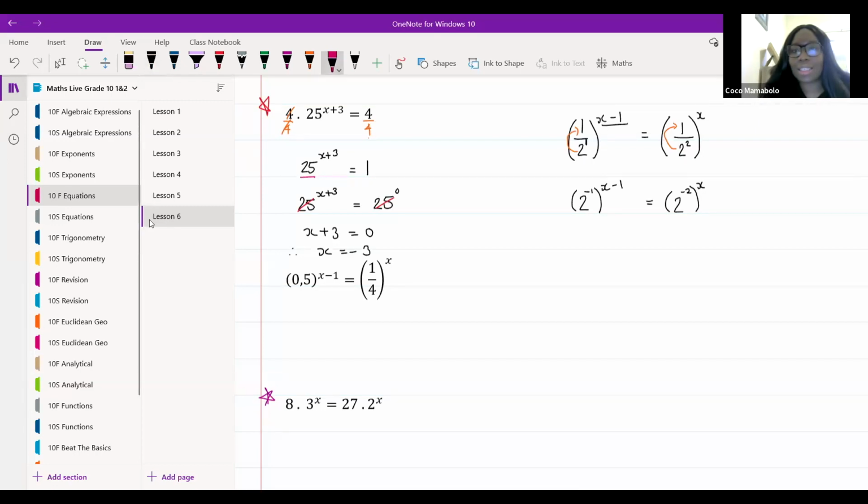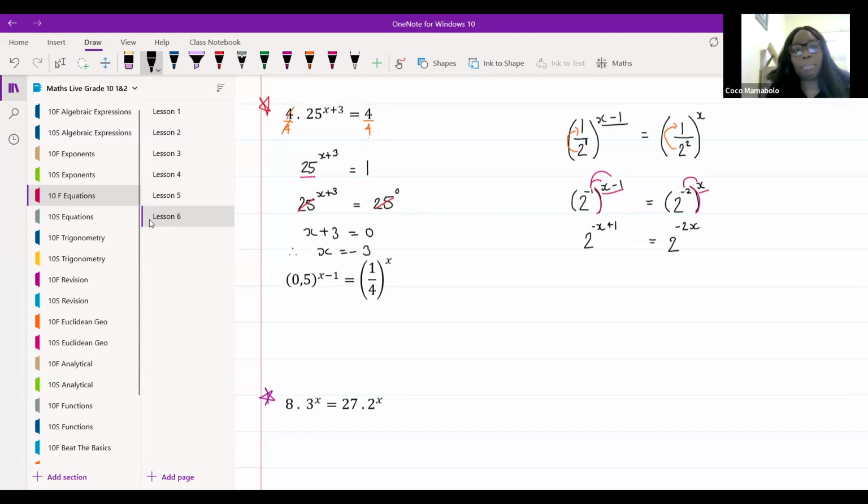And then whenever I see a bracket and an exponent, I must multiply my exponents. Same on the side, bracket and exponent, multiply my exponents. I must keep my base though. So I'm going to get 2 to the power of negative 1 times x will give us negative x. Negative 1 times negative 1 will give us positive 1. And that is equal to 2 to the power of negative 2 times x will give me negative 2x.